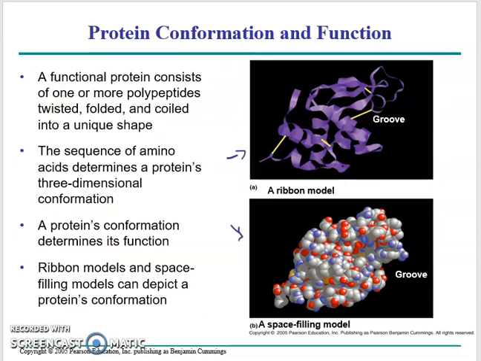What you're looking at here are different three-dimensional shapes of the same protein. One is considered a ribbon model, and one is considered a space-filling model. All of these little colored dots in here are individual atoms in this protein molecule. This represents more of the structural, functional shape of the protein. I just want to bring this up. It's not anything you ever have to memorize, but I want to make sure you understand that the three-dimensional shape of any molecule, including proteins, is really what allows it to function in a living system. If you change the shape, you change the function.